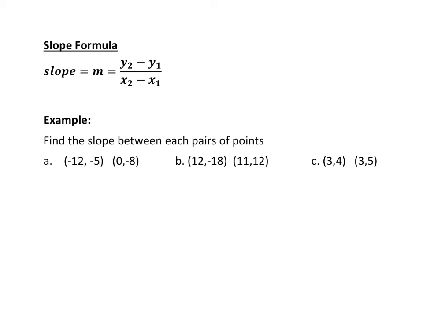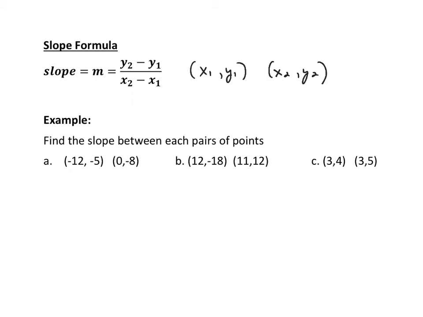The next thing we want to discuss in this section is what we call the slope formula. The slope formula says the slope, m, equals y2 minus y1 over x2 minus x1. And this is for points (x1, y1) and (x2, y2). In other words, I'm just saying we have two pairs of points. So let's look at how we're going to apply this formula.